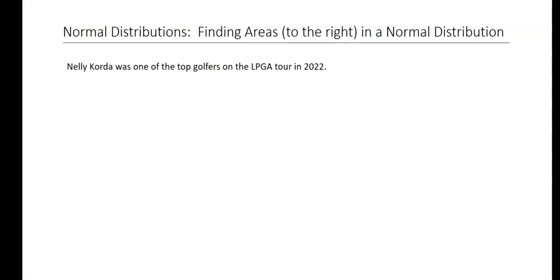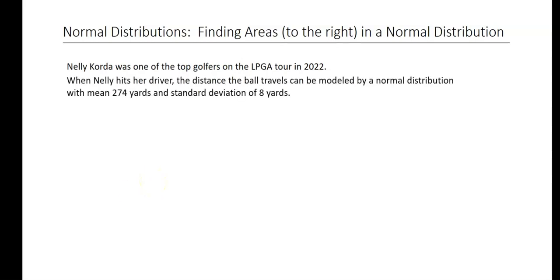Okay, so I think Nellie is actually a pretty long hitter with the driver. So let's see what it says. When Nellie hits her driver, the ball travels on a distance that can be modeled by a normal distribution with a mean of 274 yards and a standard deviation of 8. So it's not one drive. We're talking about if you take all of her drives and plot the distances, they actually form a normal model. How likely is she to drive longer than 260 yards?